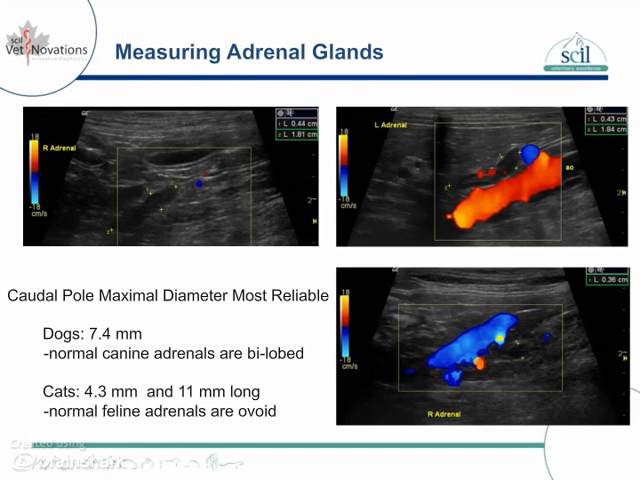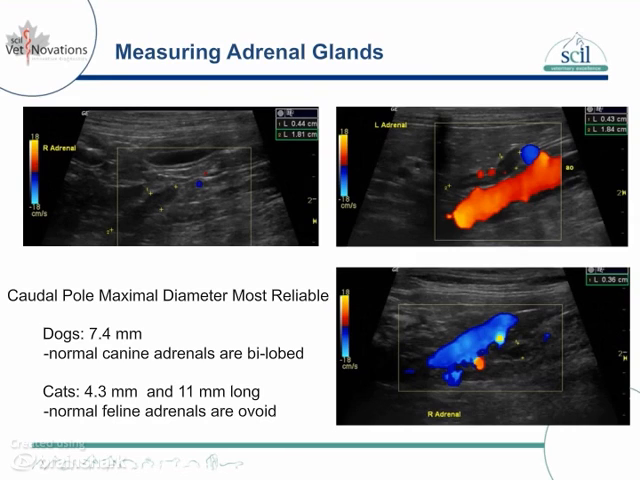We routinely measure the adrenal glands to get an idea if they are normal, enlarged, or small, and may fit with or support the clinical signs of the presenting patient. The maximal size of the adrenal gland at the caudal pole is the most reliable measure of adrenal gland size in dogs due to a wide variation in patient breed and size.